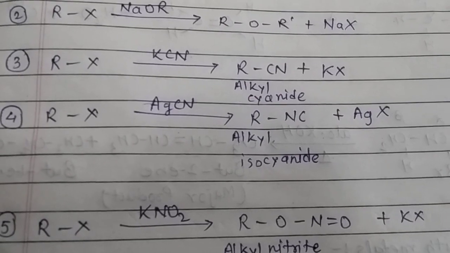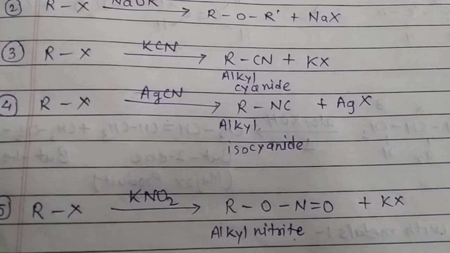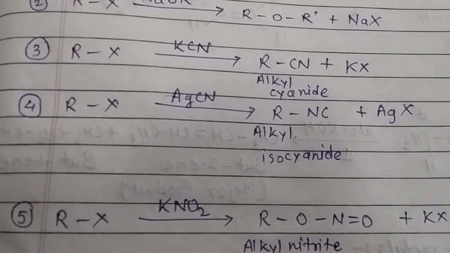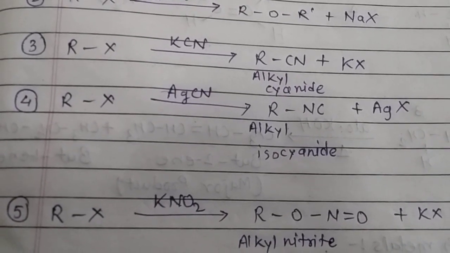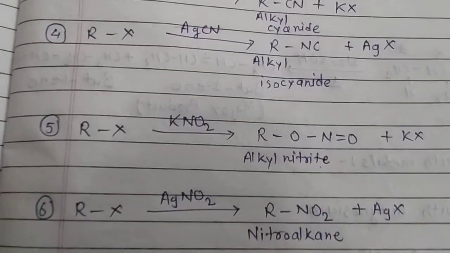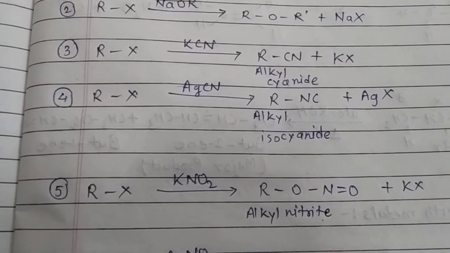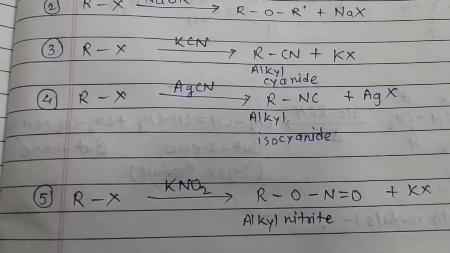Then with silver cyanide we'll get reverse of that. We know cyanide is ambident nucleophile. So with silver cyanide, alkyl isocyanide is formed, so RNC plus AgX. So that depends upon which cyanide we are using. If we are using potassium cyanide, then we'll get alkyl cyanide, and if we are using silver cyanide, we'll get alkyl isocyanide.